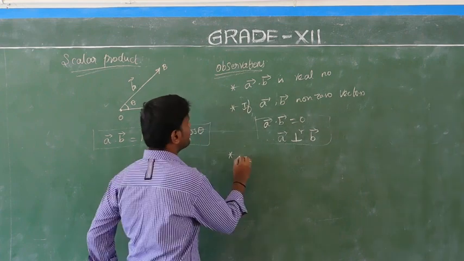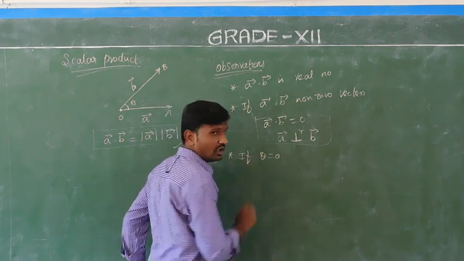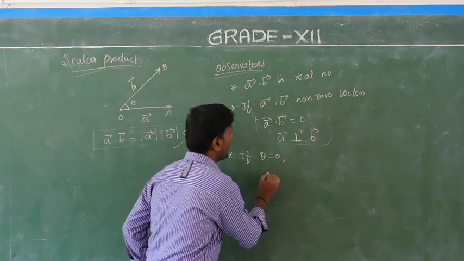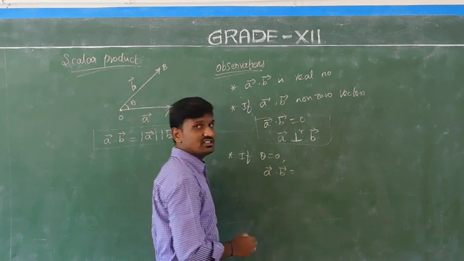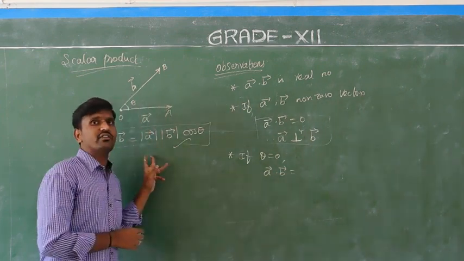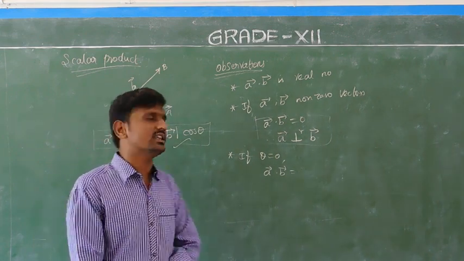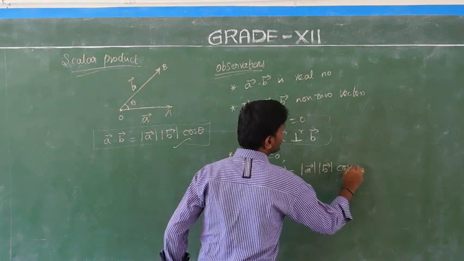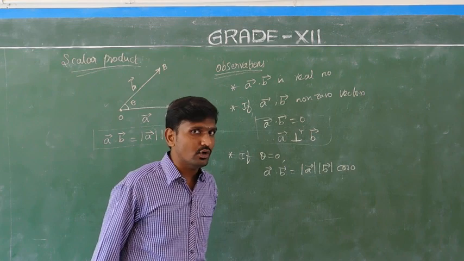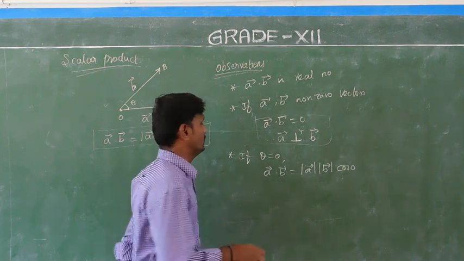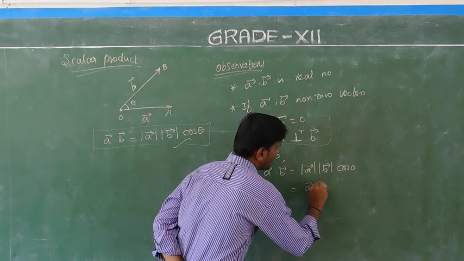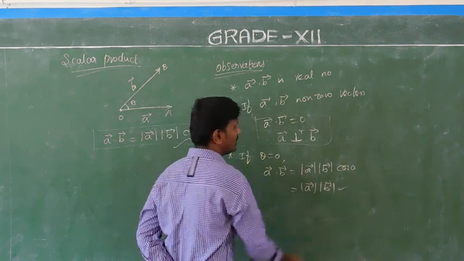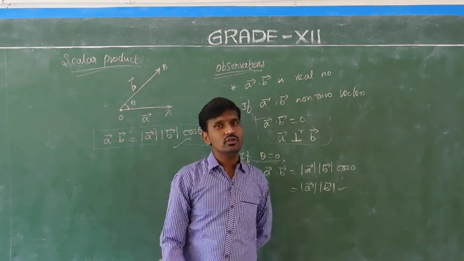Next observation based on this. If theta is equal to 0, then what will be the value of the dot product? A dot B is equal to modulus of A vector into modulus of B vector into cos theta. Cos theta means cos 0. Do you know the value of cos 0? Cos 0 is 1. So A dot B is modulus of A vector into modulus of B vector. This is the value when the angle is equal to 0.